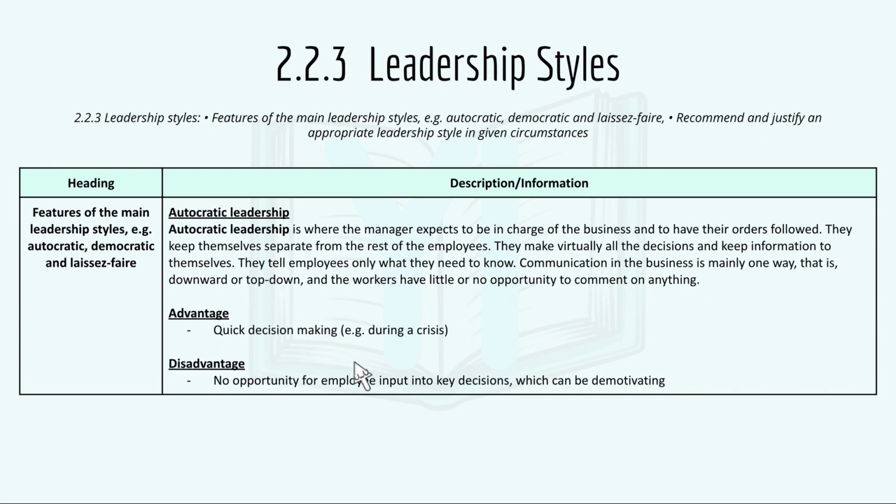Then we have autocratic leadership, and it is when the manager expects to be in charge of the business and to have their orders followed, and they keep themselves separate from the rest of the employees. They make virtually all the decisions and keep information to themselves, and they only tell the employees what they want them to know or what they need to know. An advantage is quick decision making, like during a crisis, but a disadvantage could be there's no opportunity for employee input into key decisions, which can be demotivating to them.